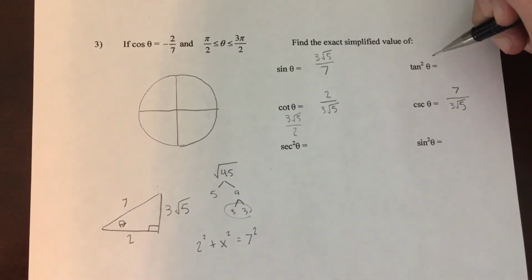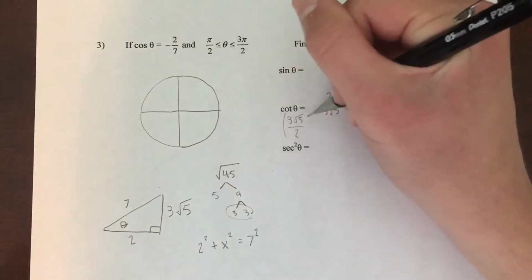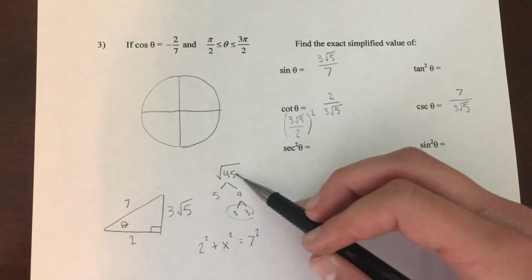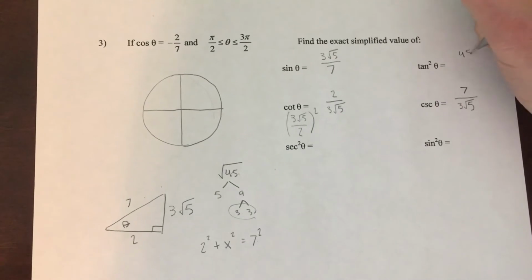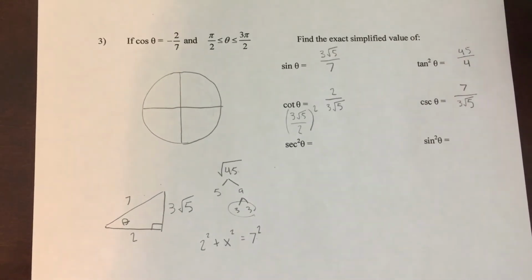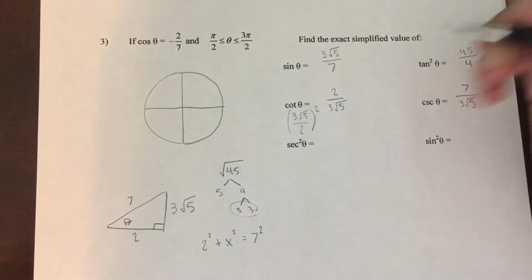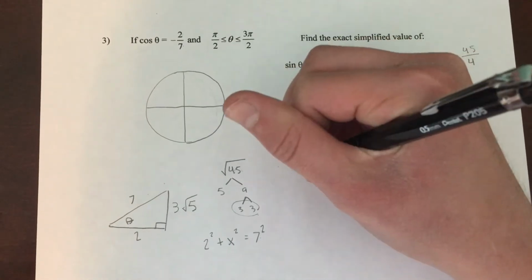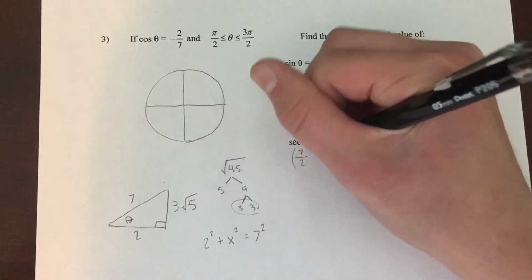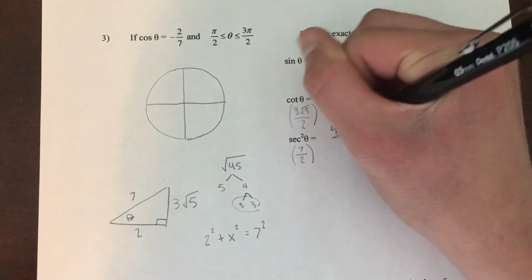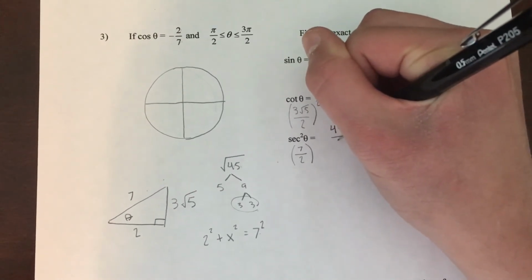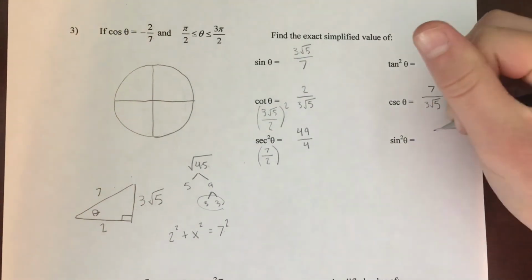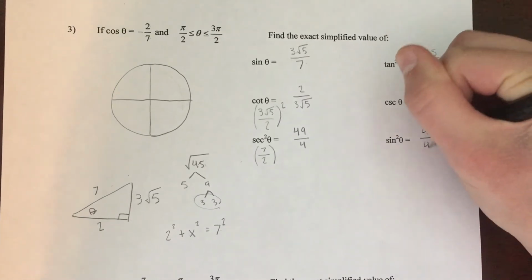Tangent squared is this value squared. And 3 root 5, instead of squaring this, it's easier to square the square root of 45. So we know that that is 45 over 4. Secant squared is the opposite of cosine, and we know that cosine is 2/7, and so we can square 7 halves. And that gives you 49 over 4. Sine squared is this value squared, which gives us 45 over 49.